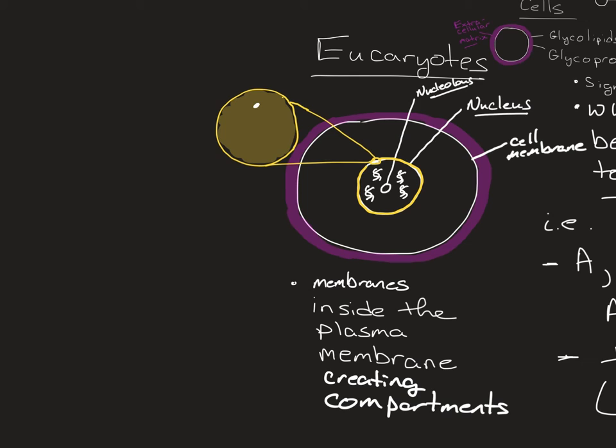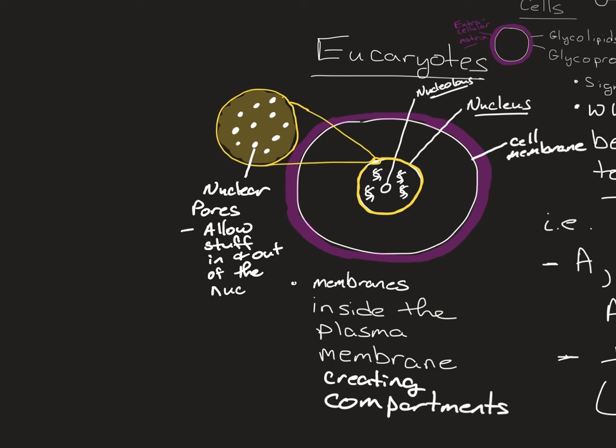There are holes in the membrane. These holes are called nuclear pores. They allow things in and out of the membrane. You know what? If you don't mind, I'm going to undo that, and I'm going to draw it over here. And nuclear pores allow, bless you, stuff in and out of the nucleus.